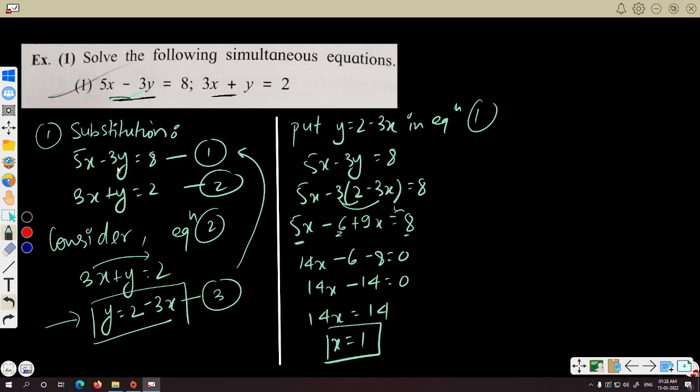In this I have two variables, x and y. I have the value of x now, so I will find the value of y. To find y, if you look at equation number 3, we have an equation for y. In this equation, in place of x, I will put x is equal to 1.